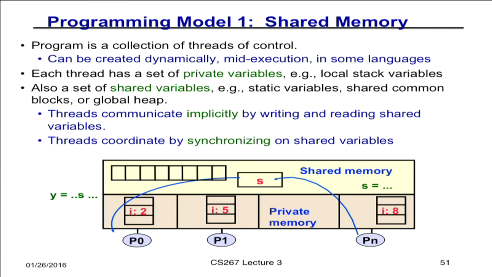And the threads have to coordinate by synchronizing on the shared variables, the point being that they can get in each other's way because they can both try to read and write the variable at the same time, and things can get rather confusing.